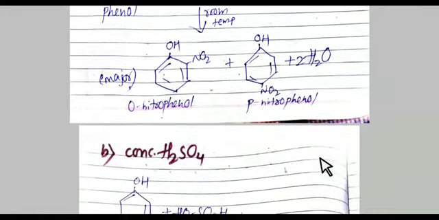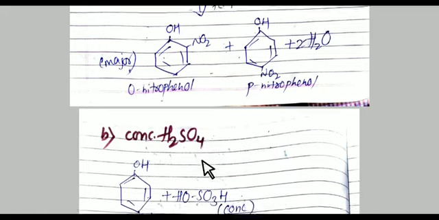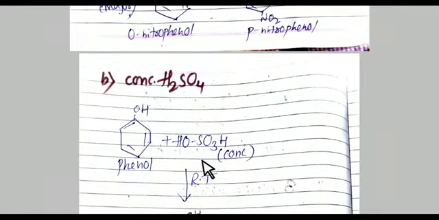The next reagent is concentrated H2SO4. H2SO4 is nothing but sulfuric acid, which is the most concentrated acid. So whenever phenol reacts with sulfuric acid, here again I am writing the broken form of sulfuric acid, instead of H2SO4 I am writing HOSO3H. So this SO3H group is attached on the ring.